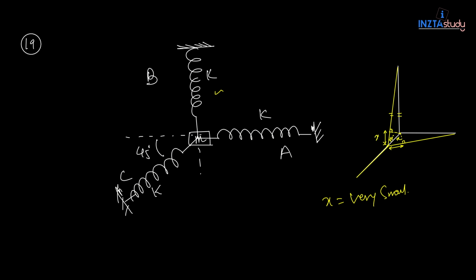Now this elongation, let's say, is x1. So we can write cos 45 degrees, because this is the hypotenuse, is equal to x1 by x. So x1 is equal to x by root 2.